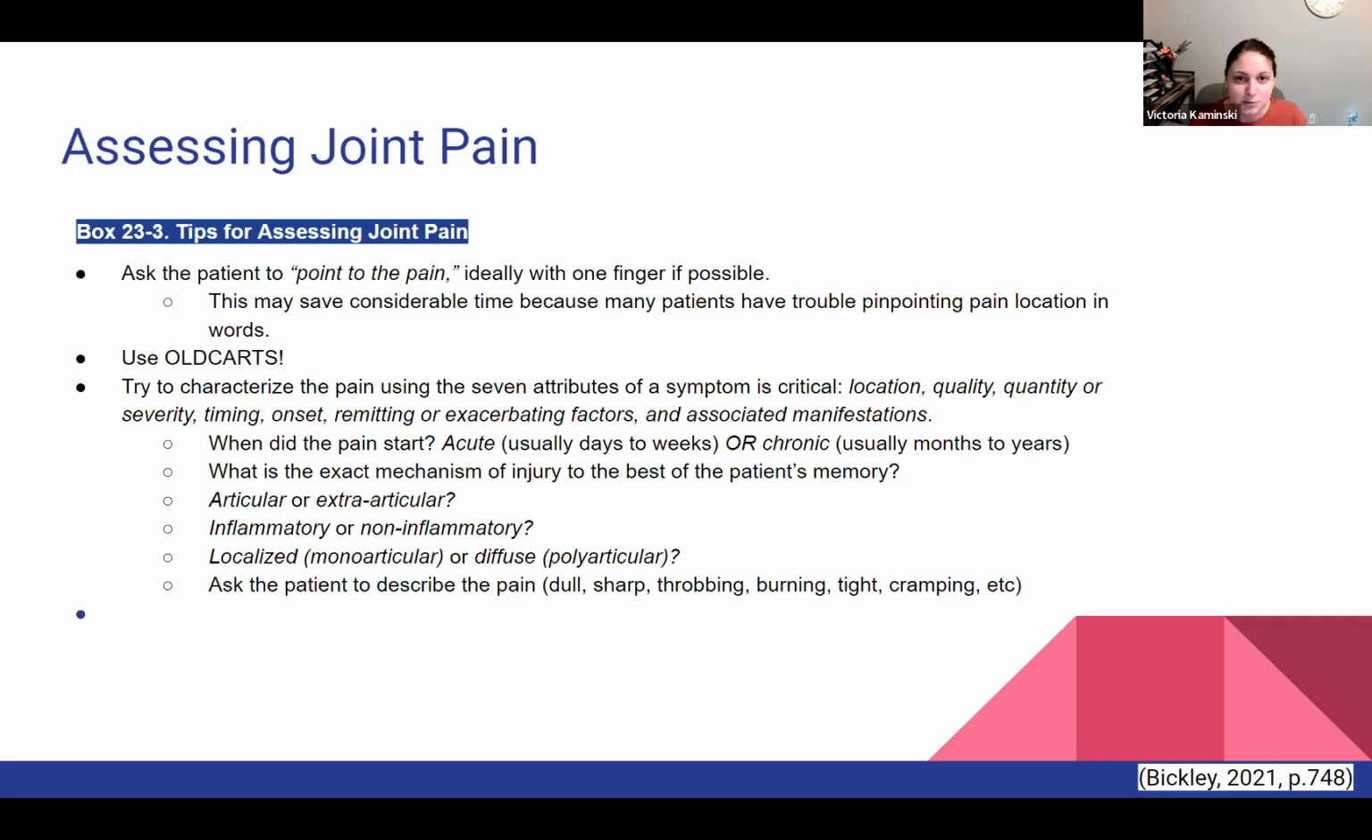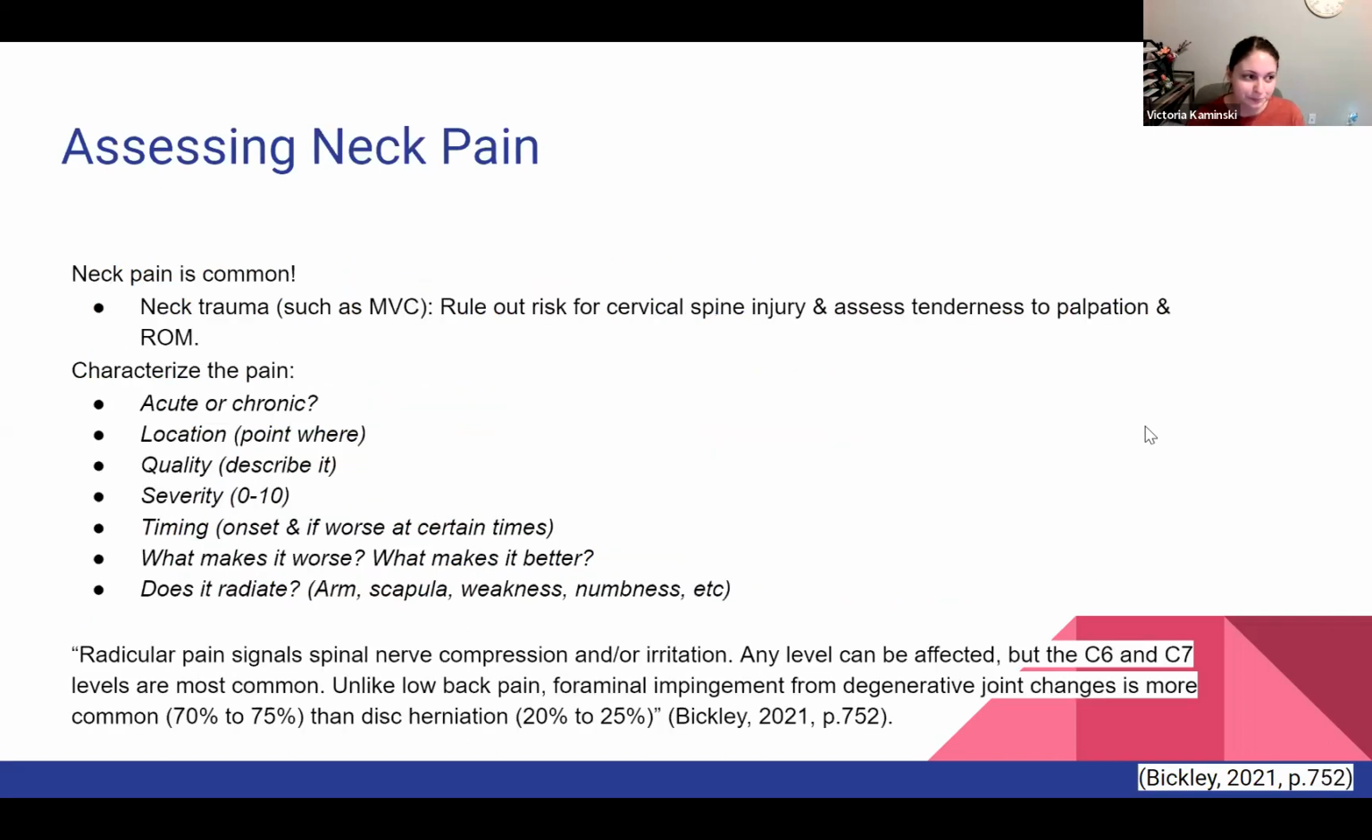So you can ask these questions of, tell me, when did this pain start? You want to know if it's acute or if it's chronic. What is the exact mechanism of injury, if they can remember one? Does it seem articular or extra-articular, outside of the joint? Is it inflammatory based or non-inflammatory based? And then localized, meaning it's one joint, or monoarticular, or diffuse polyarticular. And then asking the patient to describe that pain to you. And I've given some examples there.